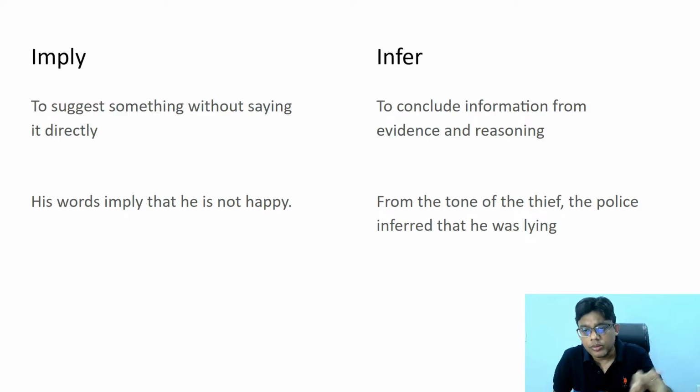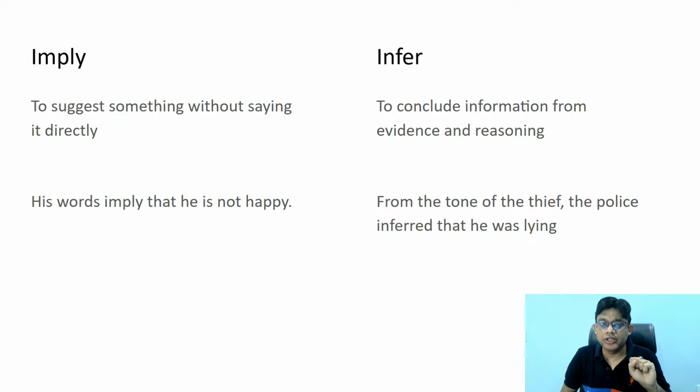From the tone of the thief, the police inferred that he was lying. Maybe the thief was saying something which is not correct, and the way he was trying to change his statement, the police understood. Inferred means you're getting an understanding of something. You find out something. The police inferred, or made a judgment, that maybe the thief is lying. That is inference.